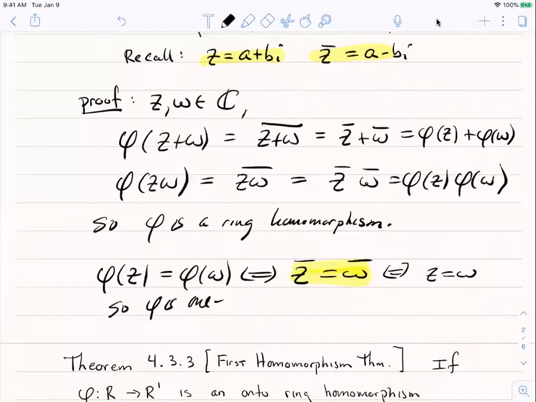And I'm almost out of room again. I never planned this very well. 1, 2, 1. Why is it onto? Can you finish while I'm trying to make this look nicer?